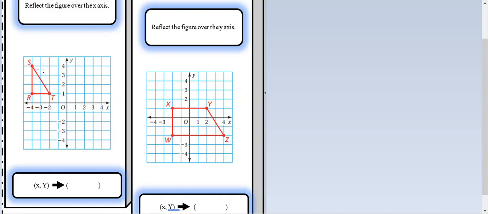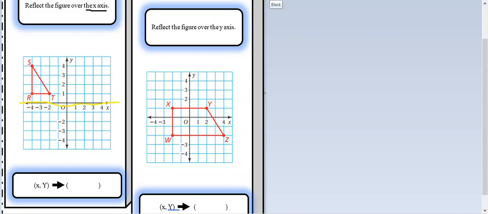When you are reflecting, make sure you read what it says. So it says reflect over the x-axis. So I know that's my horizontal axis. I like to highlight it so I know which one I'm reflecting over. So that's my x-axis right there in yellow.